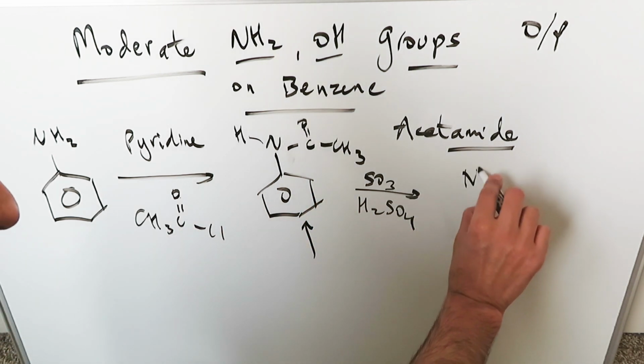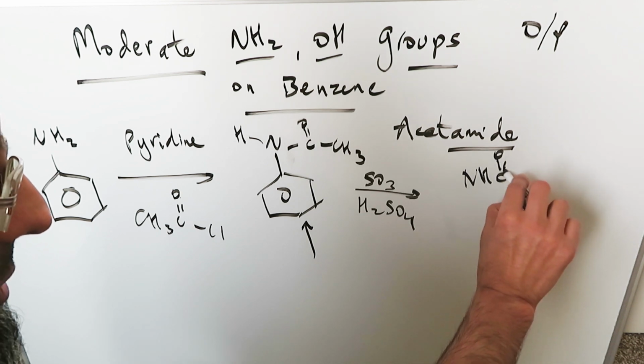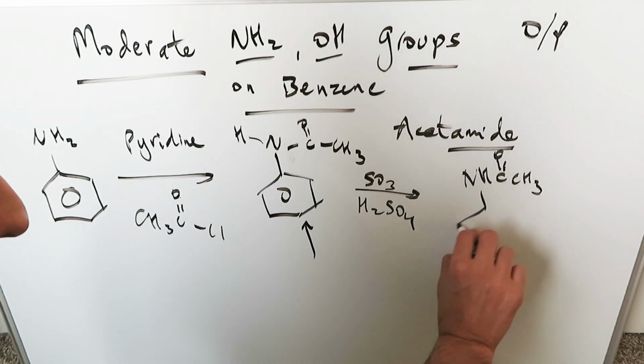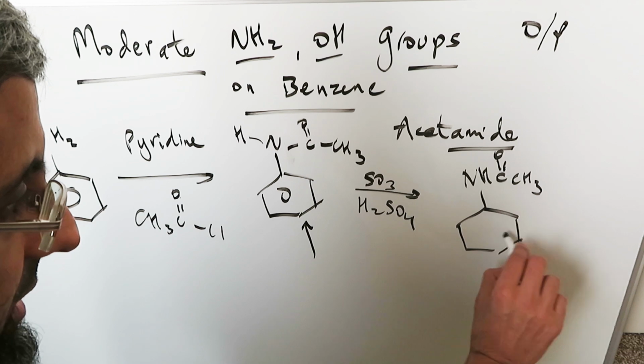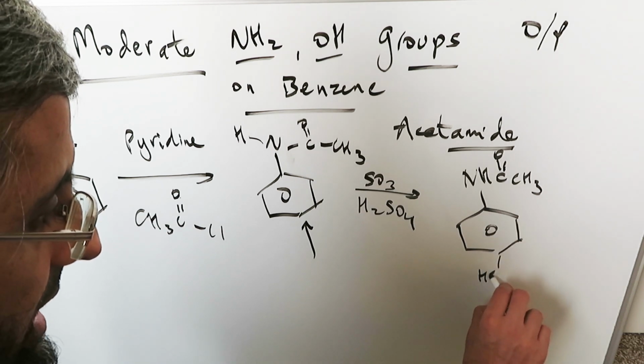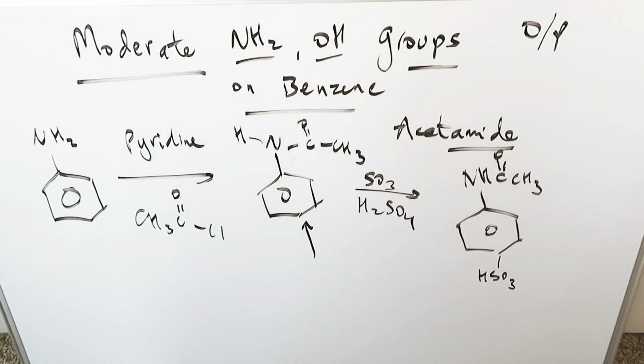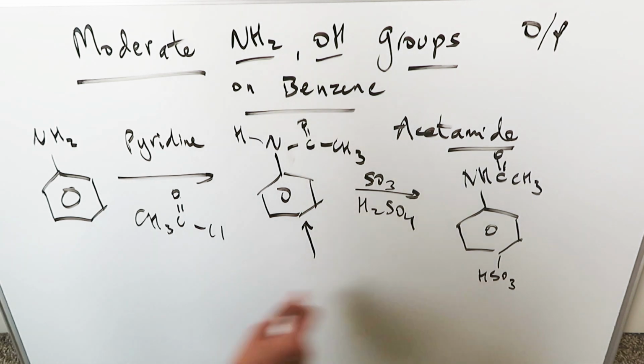I'll have this NH C double bond O CH3. I have my benzene ring, and I've added a sulfonic group right here, HSO3 or SO3H. Either way, SO3H or HSO3, doesn't matter how you write it. Now I've blocked this position.